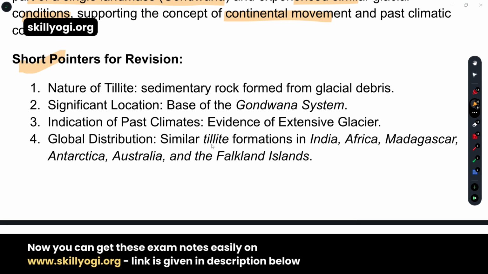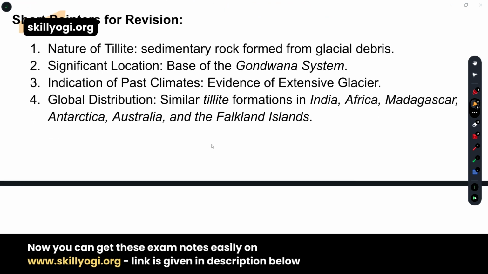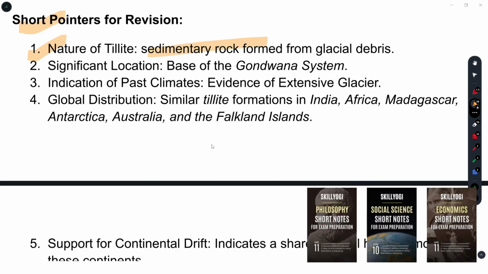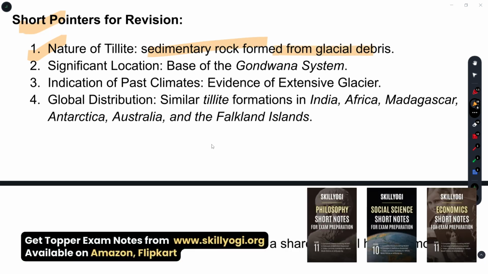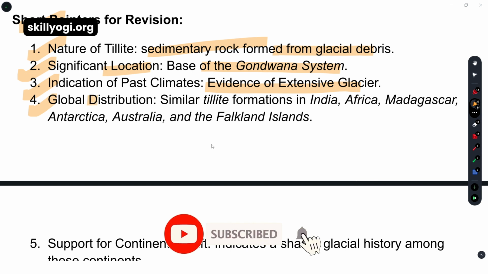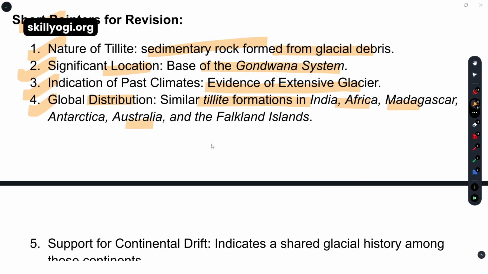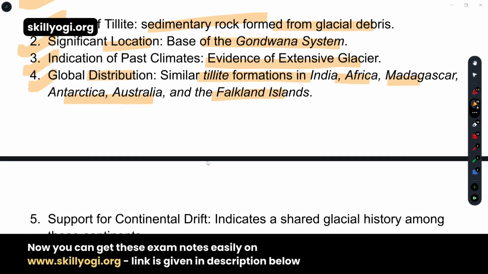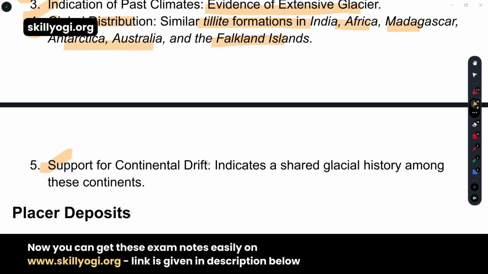What are the short pointers for the revision? The nature of the Tillite. How is the Tillite? The sedimentary rock, just now we have learned, and it formed with the help of glaciated debris. Significant location, where it was, in the southern part, the Gondwana system. Indications of the past climate, yes, it's evidence of the extensive glaciated climate. And global distribution, that means similar Tillite formations in India, Africa, Madagascar, Australia, Falkland, and Antarctica. It supports the continental drift theory, which indicates a shared glacial history among these continents.